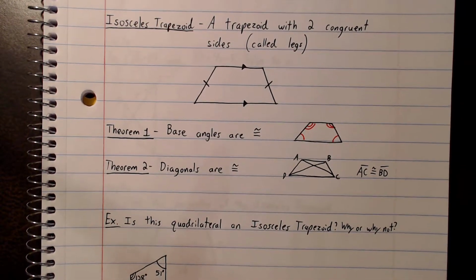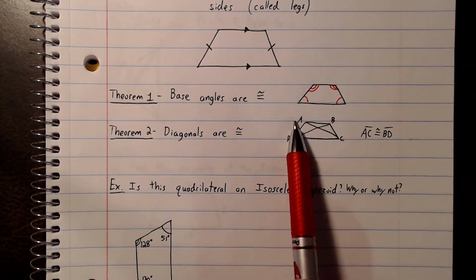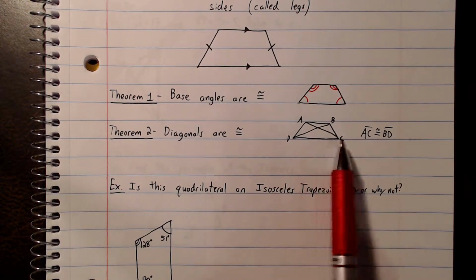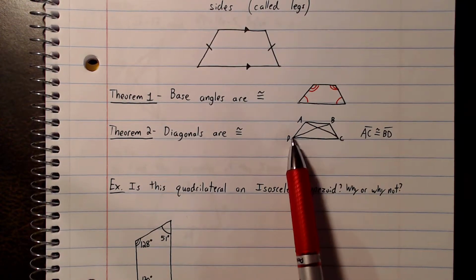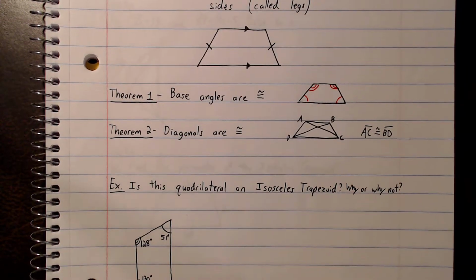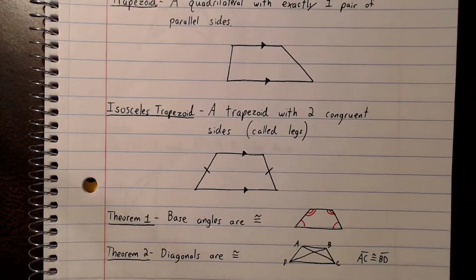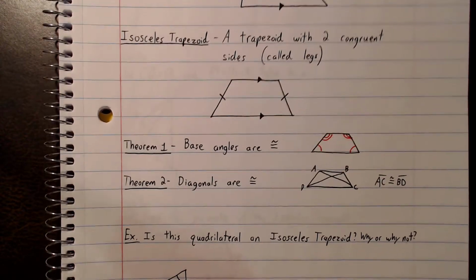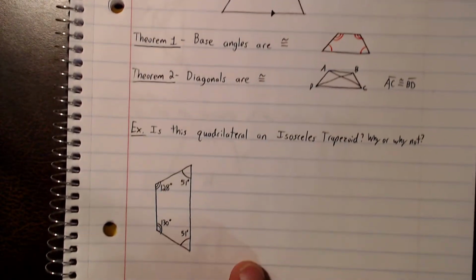Our second theorem is that the diagonals are equal. It's a little easier if we have some labels. Here are our vertices. Here are our base angles, A and B, C and D. If we connect A to C, and we connect D to B, we would see that those lengths are equal. So, just going off of the definitions of what a trapezoid and an isosceles trapezoid are, and using these two pretty easy to use theorems, we're going to answer a couple of questions.